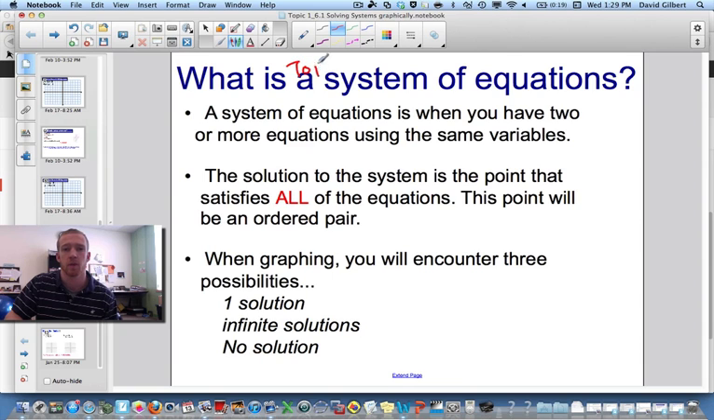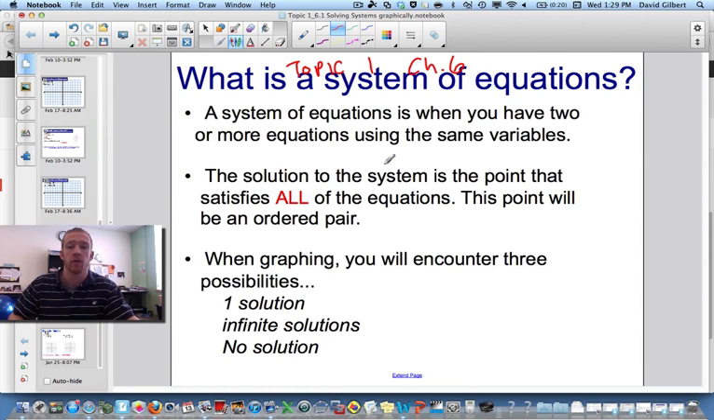This is topic 1 of our chapter 6, all about systems of equations. So a system of equations is when you have two equations or more that all use the same variables. The solution is the pair of numbers x and y that solves both of them at the same time.